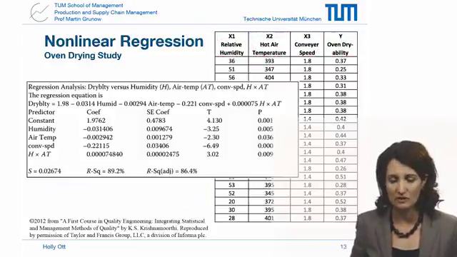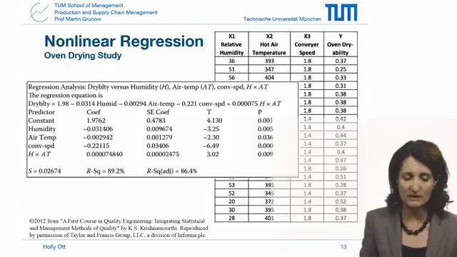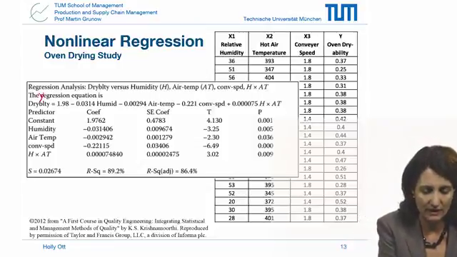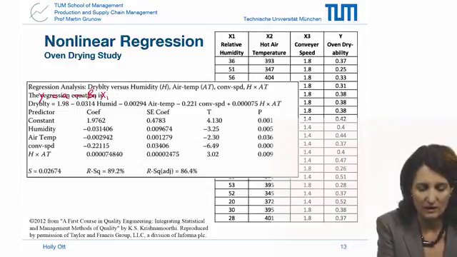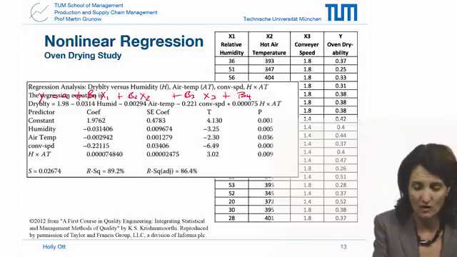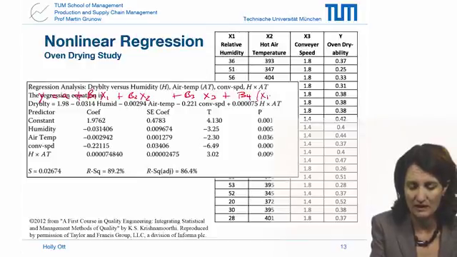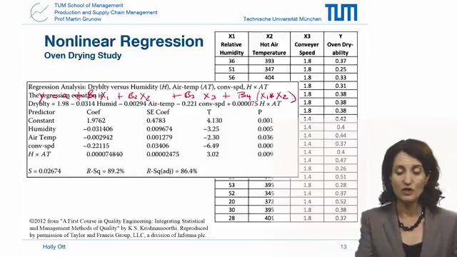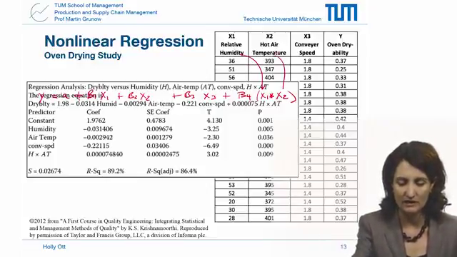So let's look at how this works. Again, Minitab's doing this, and here you see your dryability y is equal to 1.98, that's your alpha, minus beta 1 times x1, plus beta 2 times x2, plus beta 3 times x3, plus, in this case we have a beta 4, and we're doing it looking at x1 times x2. So humidity and hot air temperature.